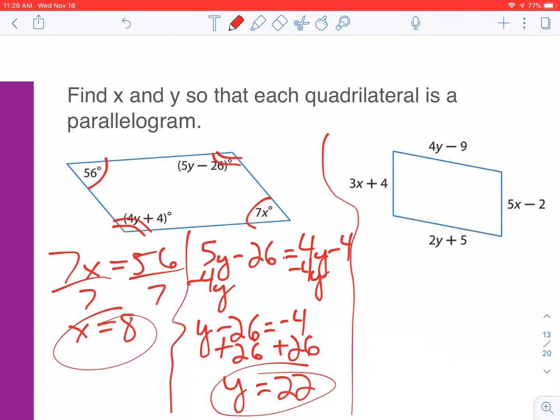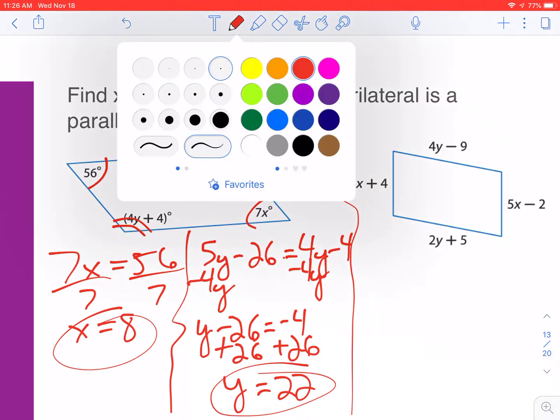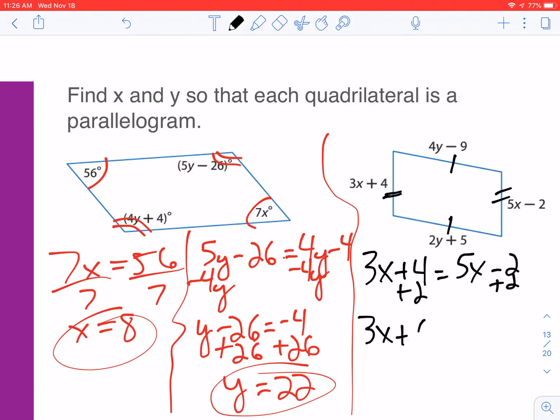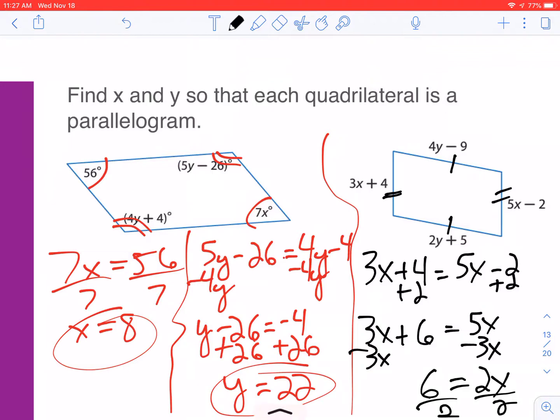Okay, same thing over here. Now we're going to mark our sides. We know these opposite sides are congruent, and we know that these opposite sides are congruent. This is just good algebra practice. 3x plus 4 equals 5x minus 2. Add 2, add 2. 3x plus 6 equals 5x. Minus 3x, minus 3x. 6 equals 2x. Divide by 2. And we get x equals 3.